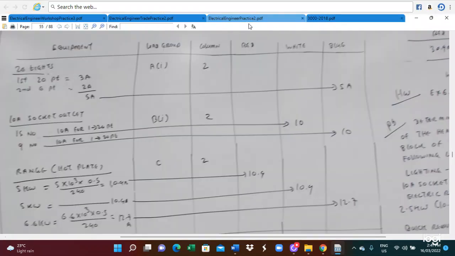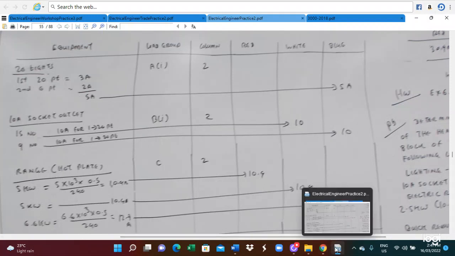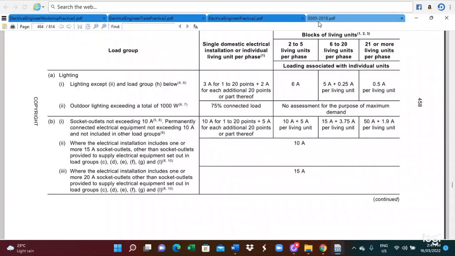First 20 points, 3 ampere. For every additional set of points, it is 2 ampere. So this is the rule here: 3 ampere for the first 20 points, 2 ampere for each additional 20 points. This is for a single domestic installation.